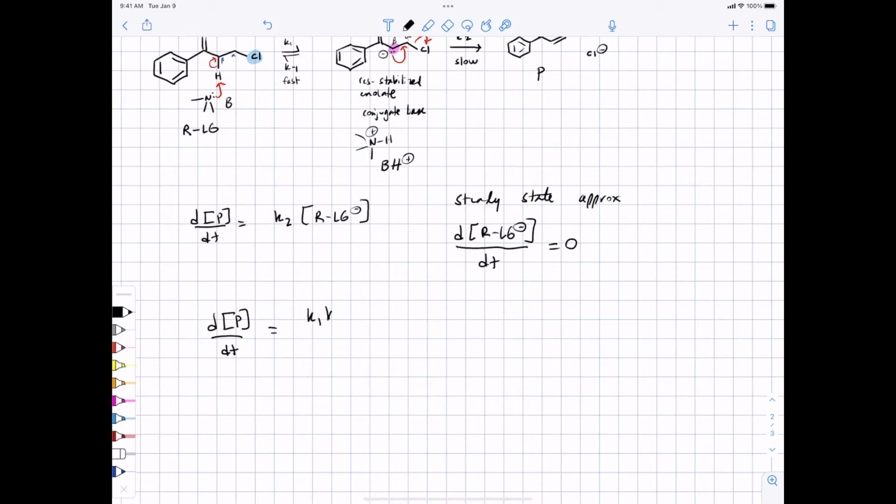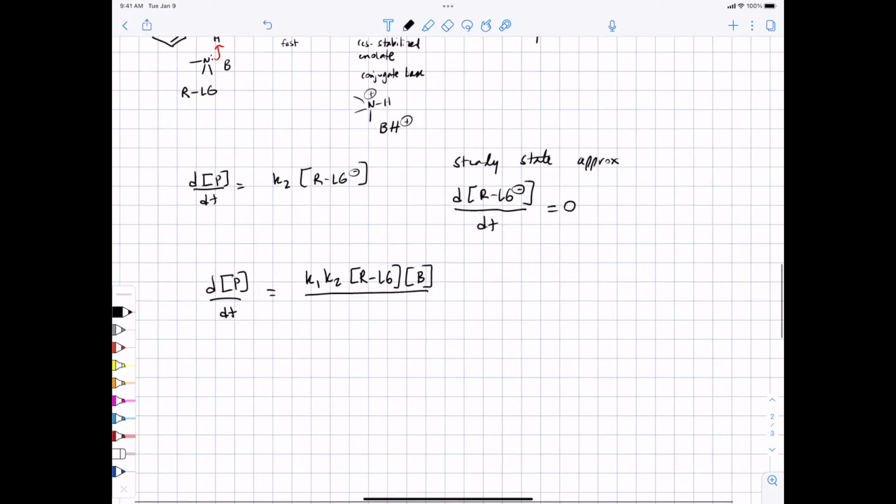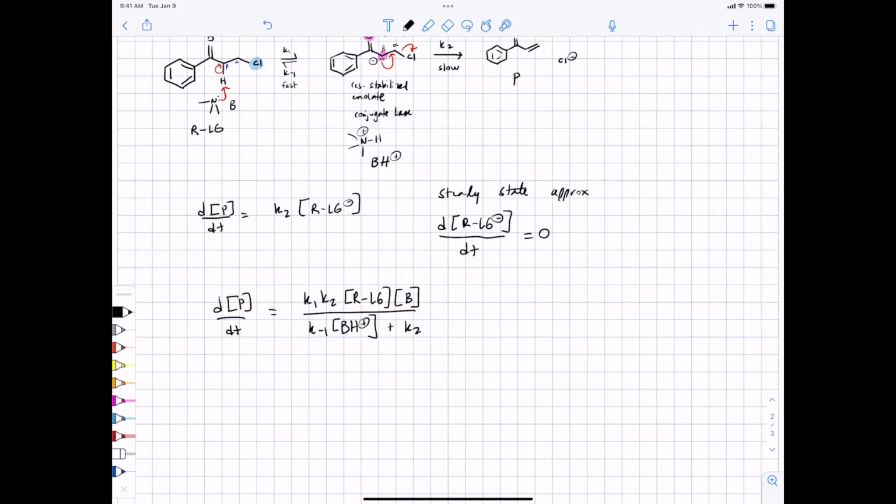You've got K1 and K2 in the numerator. You've got the concentration of the starting material and the concentration of the base. And then in the denominator, you have K minus 1 times the concentration of the protonated base plus K2. All right, so that's what you'd get from the steady state approximation.